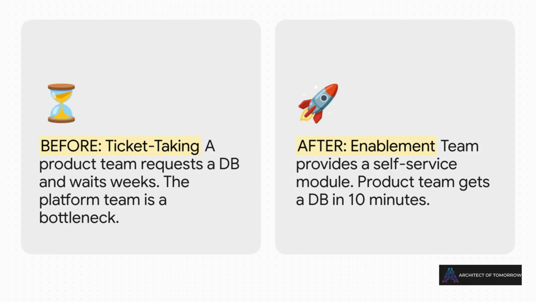In the old model, a product team files a ticket for a new database, and then they wait for 2 or 3 weeks. The platform team is just a bottleneck. The modern, much more effective model transforms that team into an enablement team. Instead of doing tickets, they build secure self-service tools like a Terraform module. Now the product team can get their own database in 10 minutes. The platform team's job changes from doing the work to empowering everyone else to do it safely and quickly.